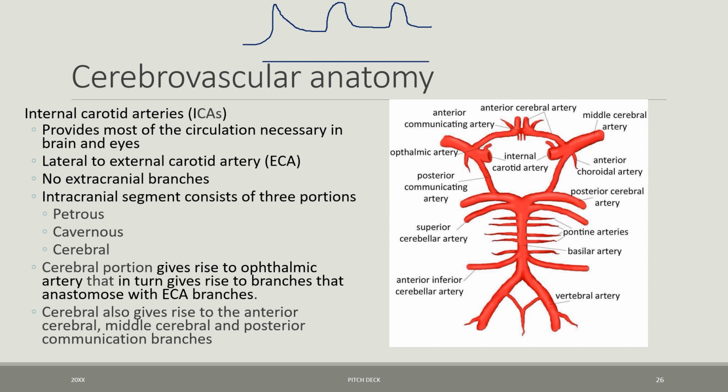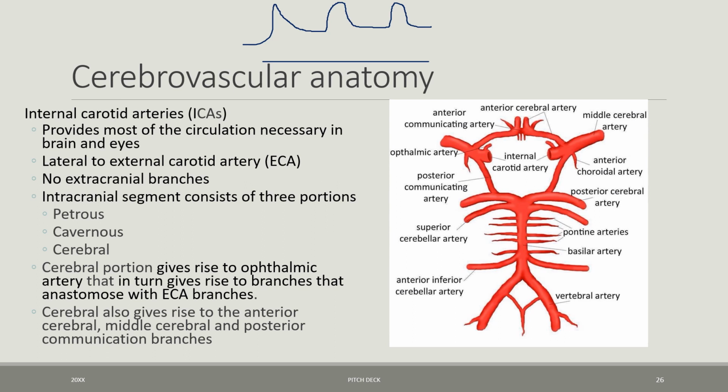Okay, so the internal carotid provides most of the circulation necessary to the brain and the eyes. It is lateral to the ECA and also demonstrates a much lower resistance than the ECA. It has no extracranial branches, meaning you can't see it branch outside of the head. Now, once it gets into the cranium, it can branch, and it branches into the petrous, cavernous, and cerebral portions. Now, for most of us, unless we're doing a lot of intracranial Doppler, which is not very common in our area, this might not be that helpful.